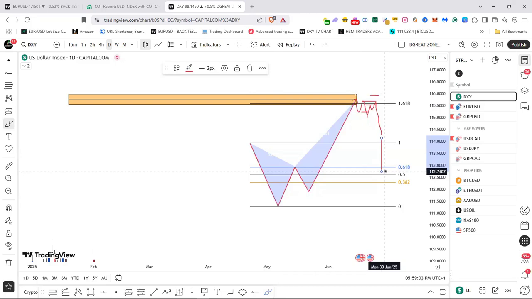So now you can see how you have been able to use the COT report to have confidence and conviction to be able to do what? Pull the trigger to take that trade.